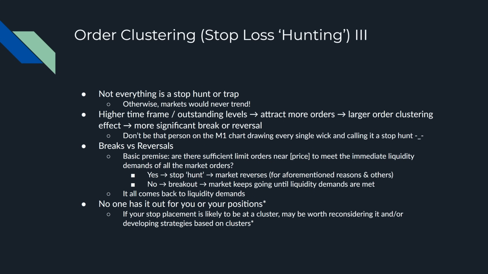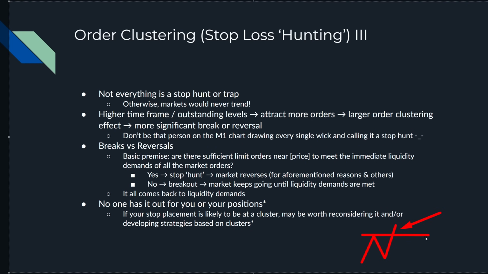And when it comes to breaks and reversals, understanding what we know about order clustering and market orders and liquidity, it should be rather easy to articulate, which is the following. Are there sufficient limit orders near price to meet the immediate liquidity demands of all the market orders, right? So even if we take our simple diagram version of the following, this being the high, and then the market starts to trade through it, and as we know, a bunch of buy stops are being hit. Market orders to buy are hitting the market as price trades through this high, both shorts being stopped out and momentum traders trying to force the issue. Basic premise: are there sufficient limit orders near price to meet the immediate liquidity demands of all those market orders?